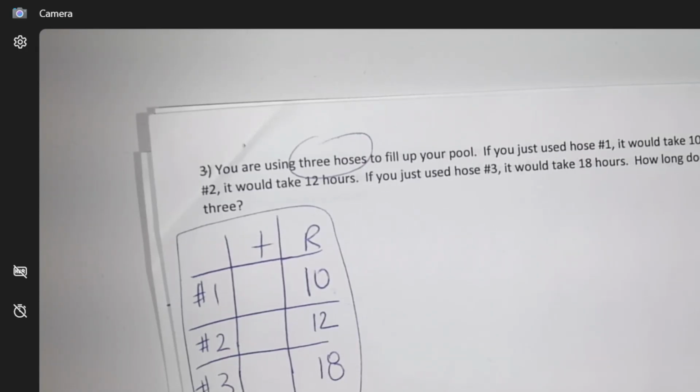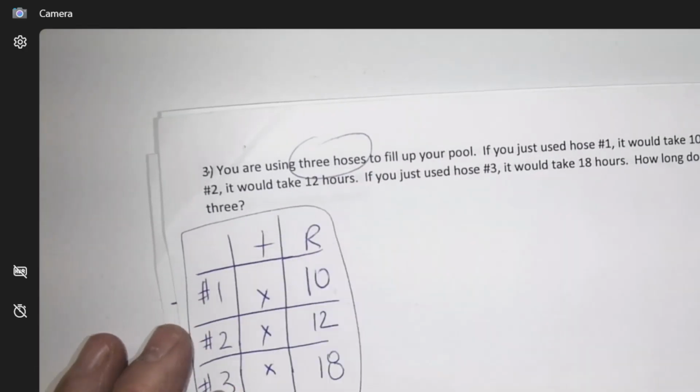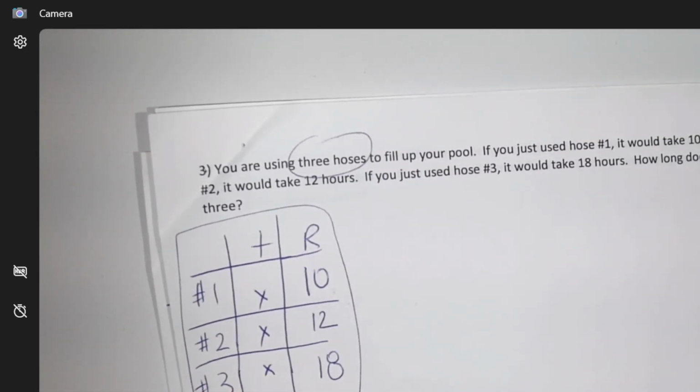Well, whatever that time is, it's the same time for them all, right? Because that's them all, job done, and the time would stop. So we'll call the time X. And it is the same time because the pool is full and we stop, and whatever time that would be for them all. Okay, it's the same thing as last time.